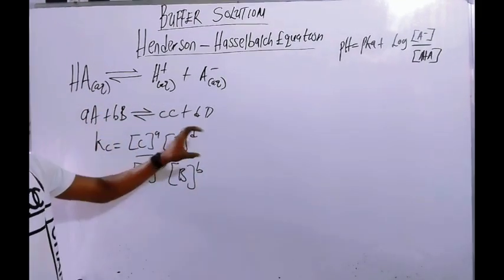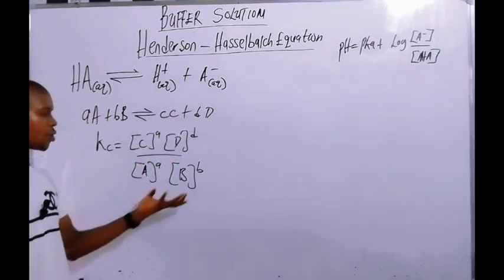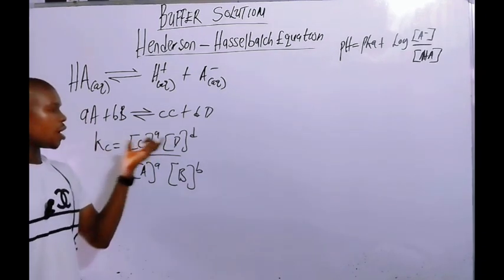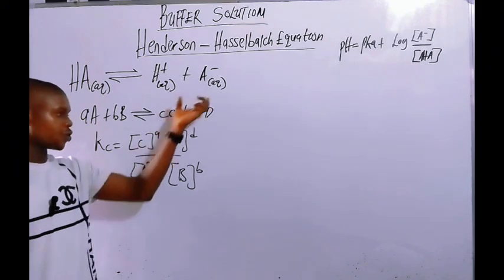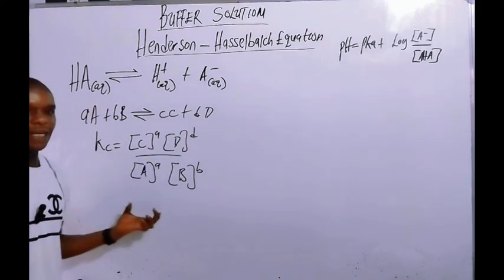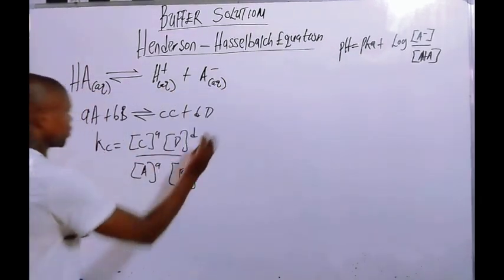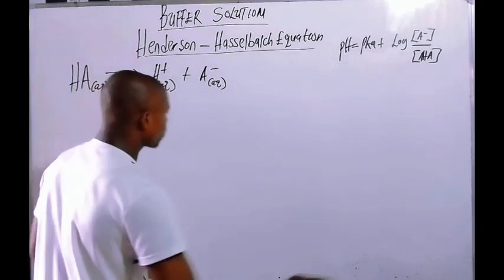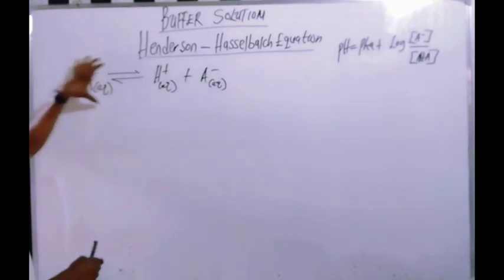The law of mass action is the product of the concentrations of the products raised to their coefficients, over the product of the concentrations of the reactants raised to their coefficients. Do you understand? So what we want to do here is write the equilibrium constant expression for this reaction.